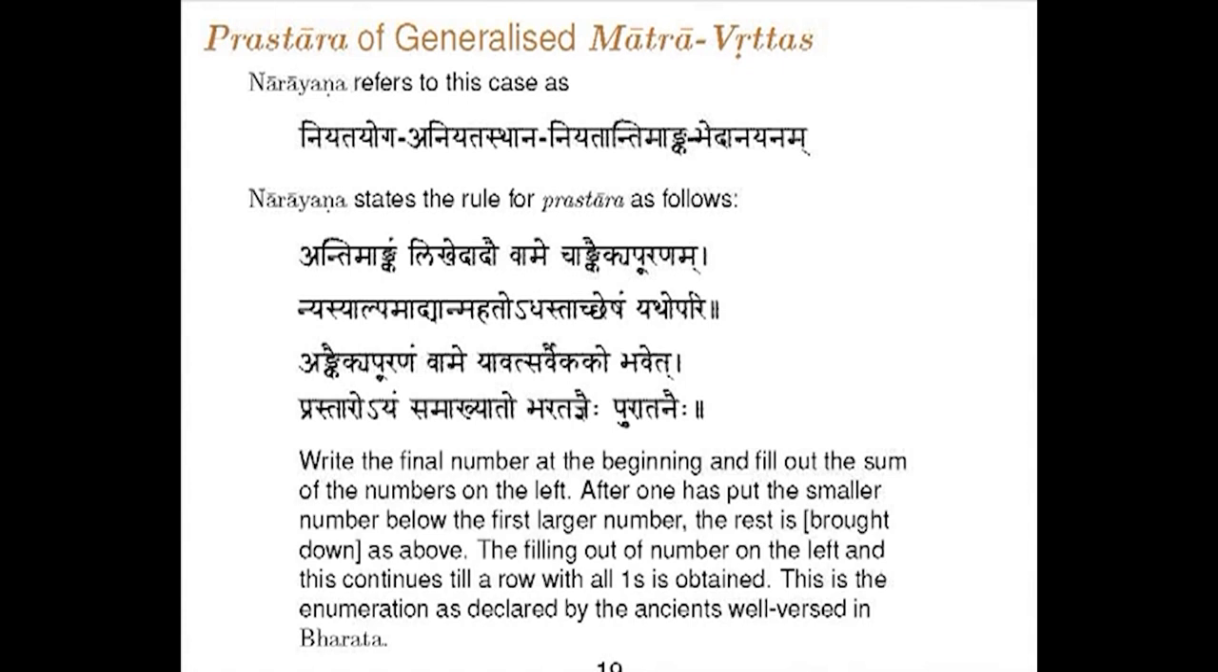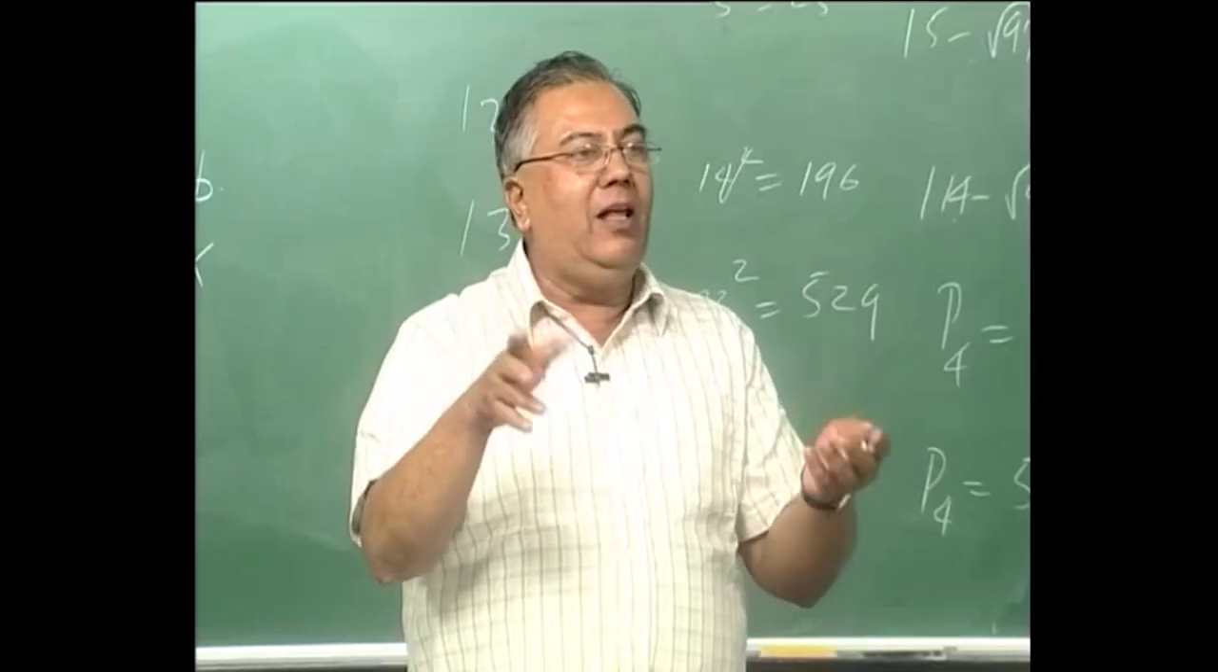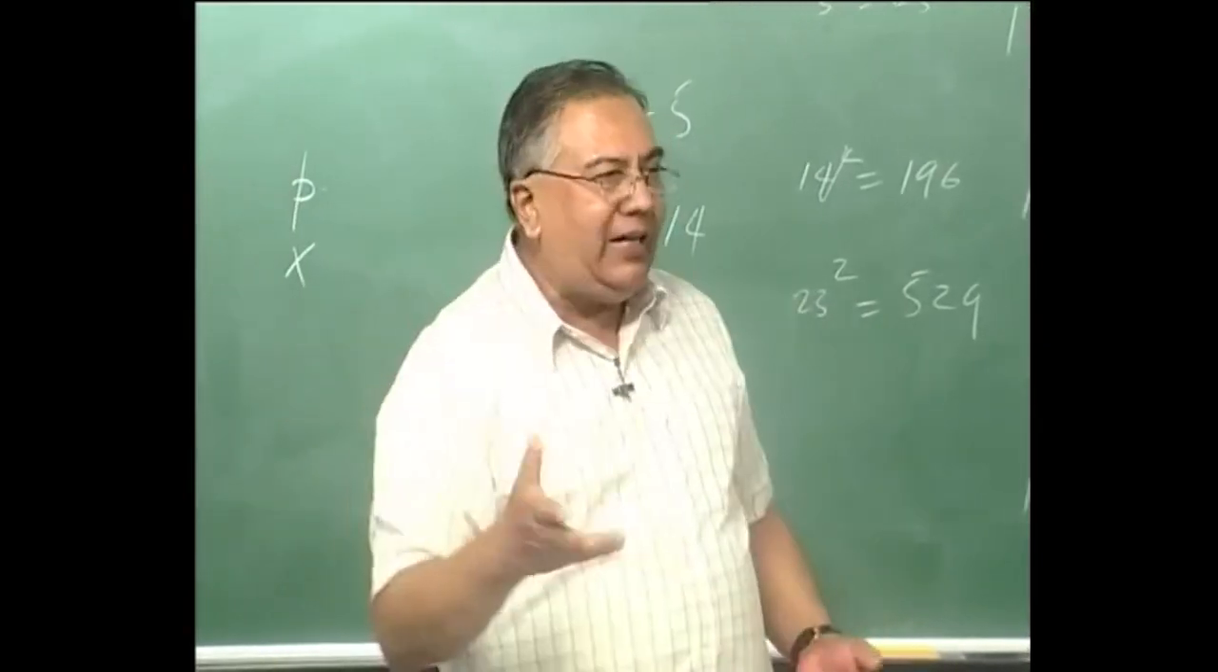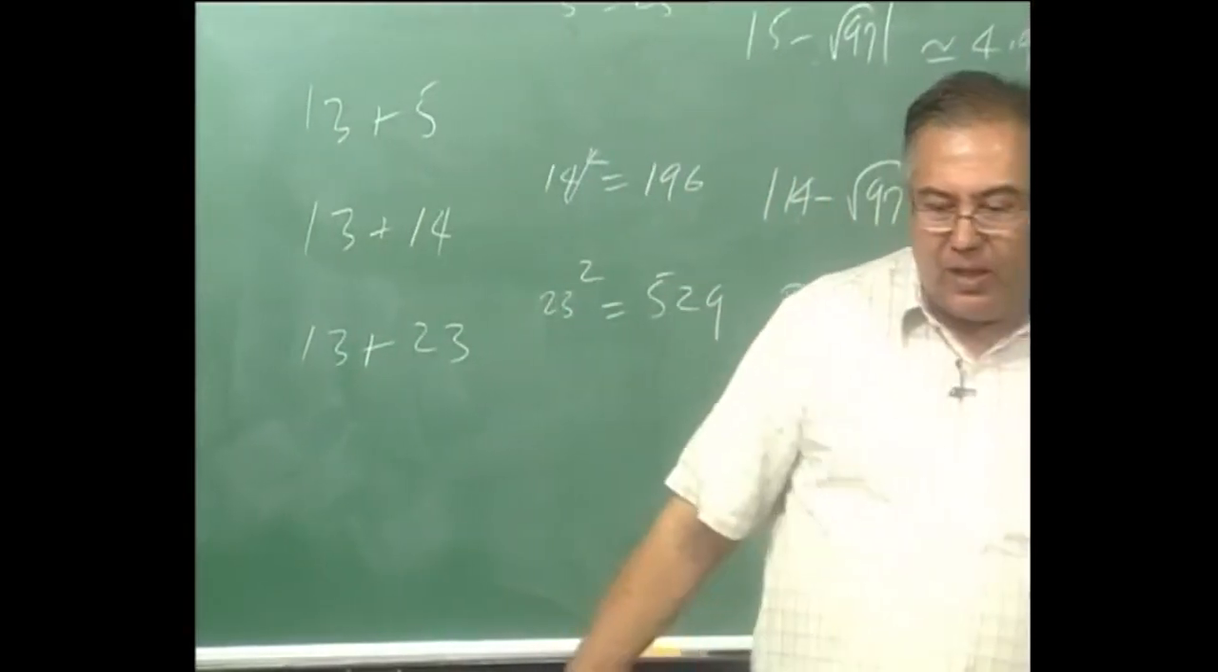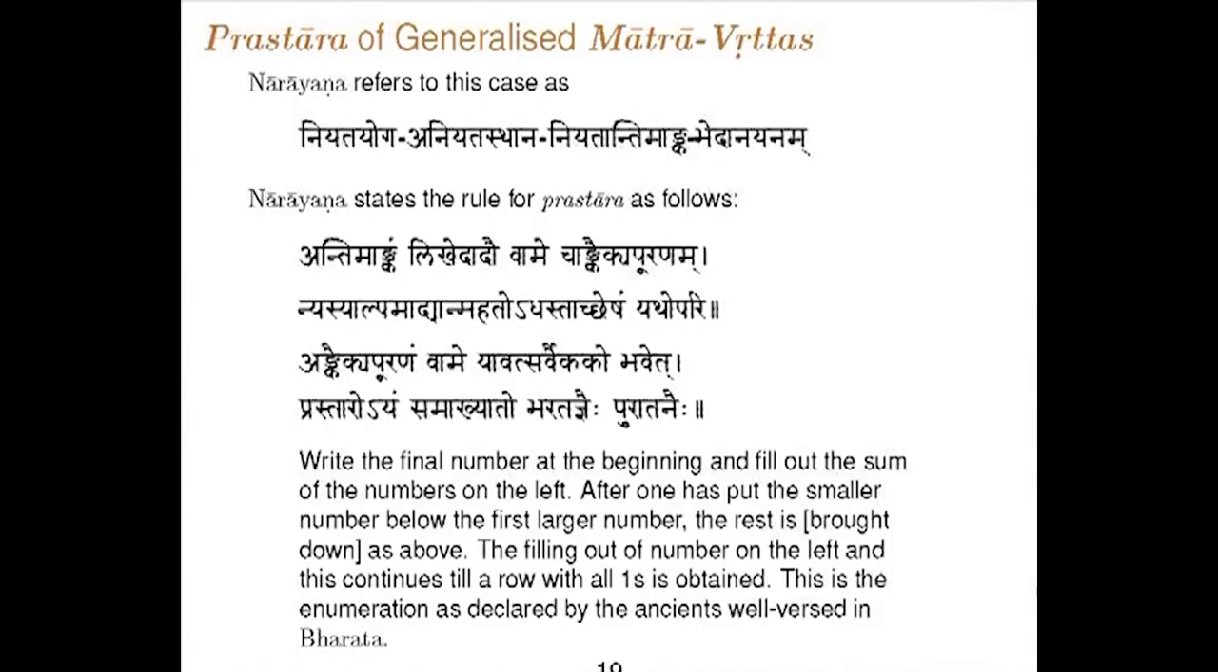So he refers to generalized Matravrittas as niyata yoga, that is the sum of the digits after I place them in these p places should be fixed. Niyata antimanka, so the final digit is q, some fixed one like that. So if you want only Lagu and Guru, the final digit is 2. If you want Lagu, Guru, Pluta, the final digit is 3. More generalization, you can go up to q. Niyata antimanka, aniyata sthana: the number of places can be many, because even in a prastara of value 3, you can have 3 Lagus which take 3 places, or a Lagu and Guru which take only 2 places, right? So sthana is aniyata, bhedanena niyata yoga, aniyata sthana, niyata antimanka.